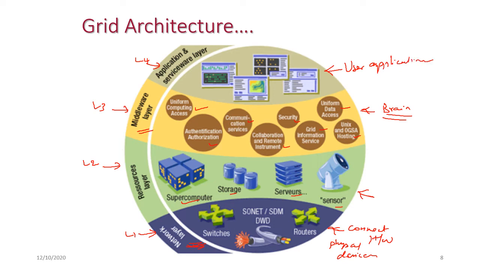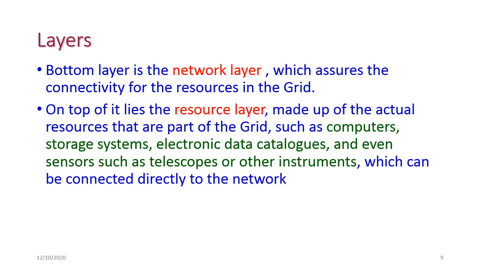All the user applications will be installed in this particular layer. The bottom layer is the network layer, which assures the connectivity of resources in the grid. That is, all the network based components will be placed in this network layer. On top of the network layer is the resources layer, which is made up of actual grid resources that are part of the grid, such as computers, storage systems, electronic data catalogs, and sensors.